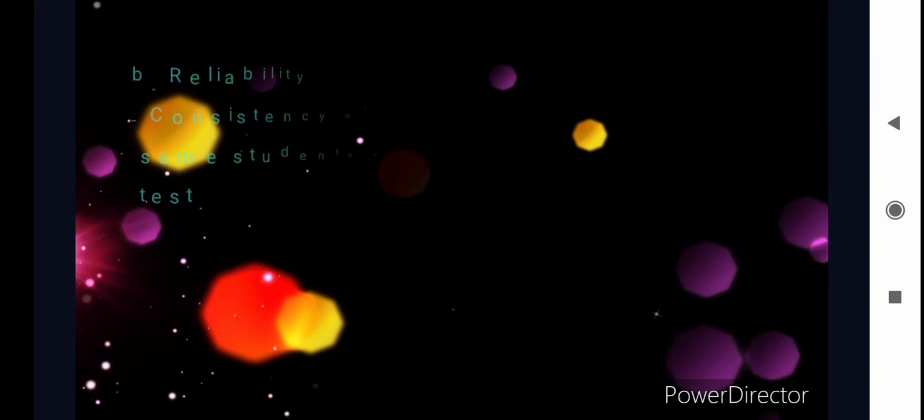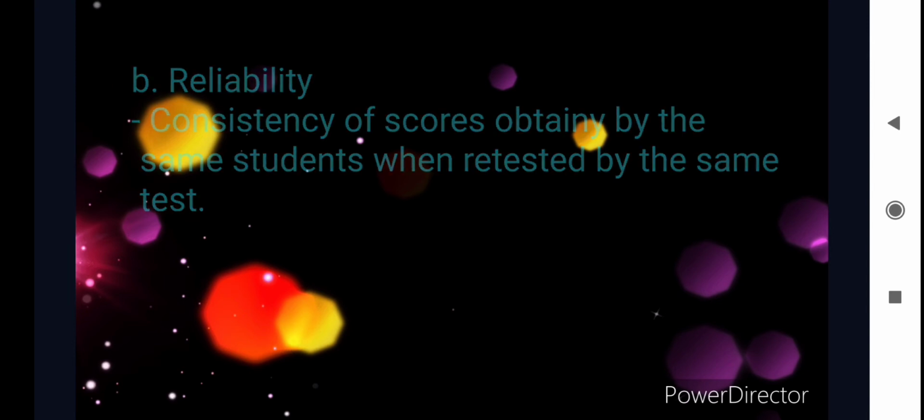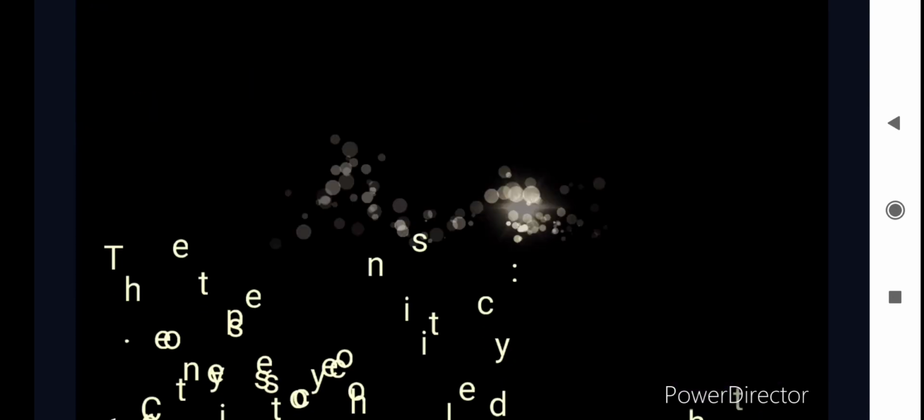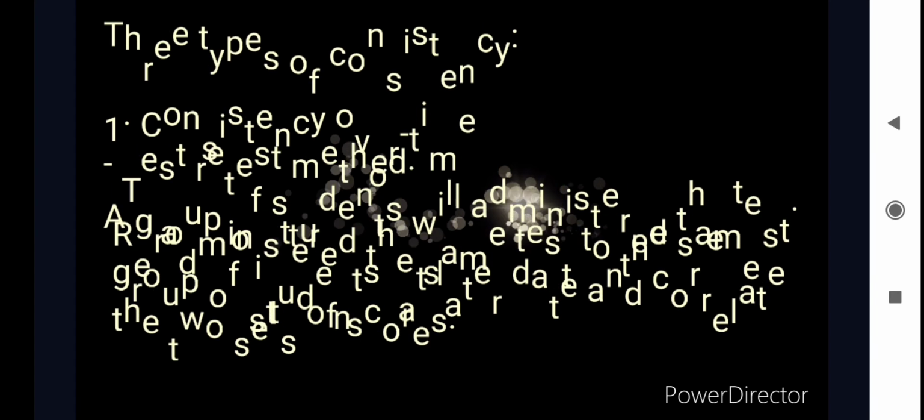B. Reliability. Consistency of scores obtained by the same students when retested by the same test. Three types of consistency. First, consistency over time, the test-retest method. A group of students will be administered the test, then re-administered the same test at a later date, and the two sets of scores are correlated.